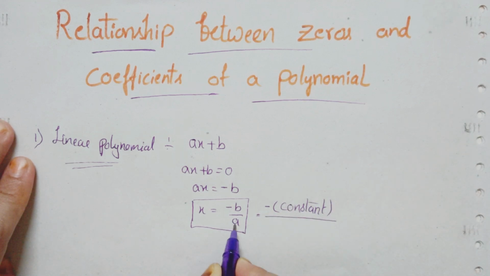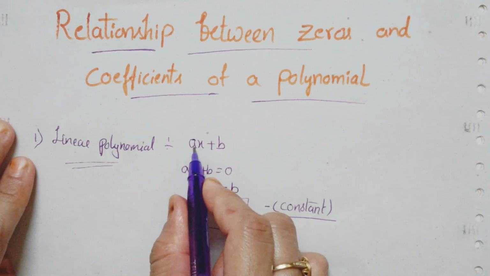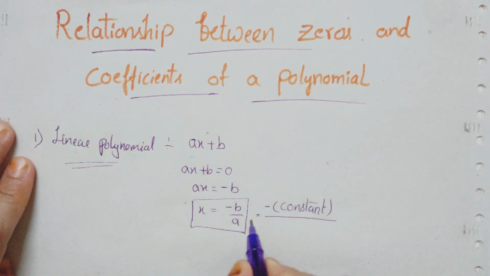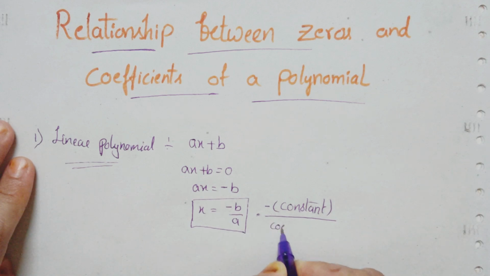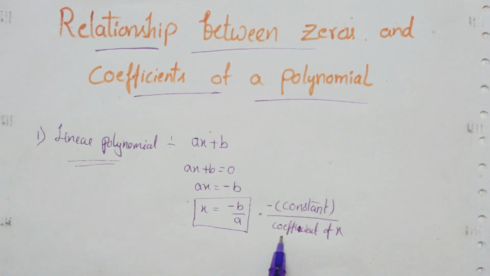Okay, divided by, what is a here? A is the coefficient of x. In the place of a, I can write it as coefficient of x. Now it's clear, guys. So this is the relationship between zeros and coefficients.